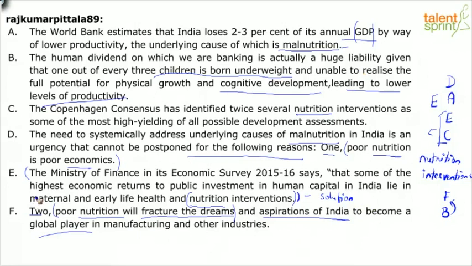What they're saying is there has to be maternal and early life health and nutrition interventions. Like I said, nutrition interventions, there's a repetition of that in C, right? So you need to look for not just sequence, but we also need to look at where I can fit the sentence logically to complete the meaning and form a coherent connection. Right, so far, D gives me a pretext saying, okay, these are the causes.